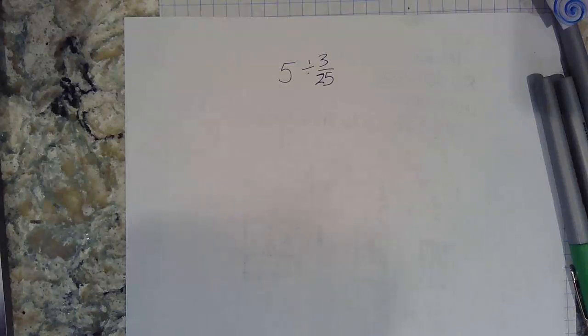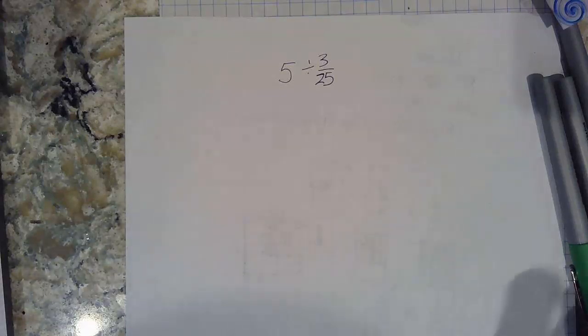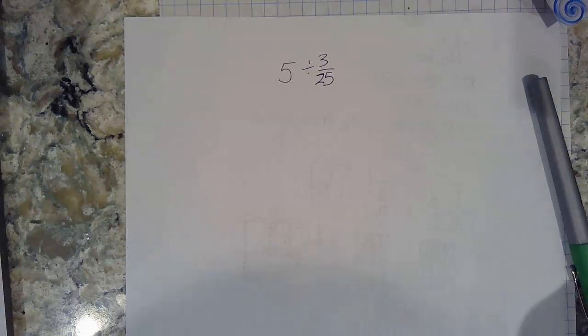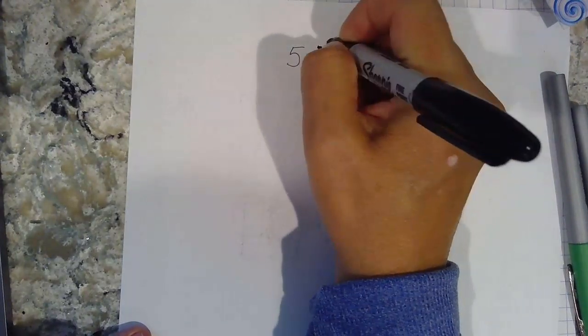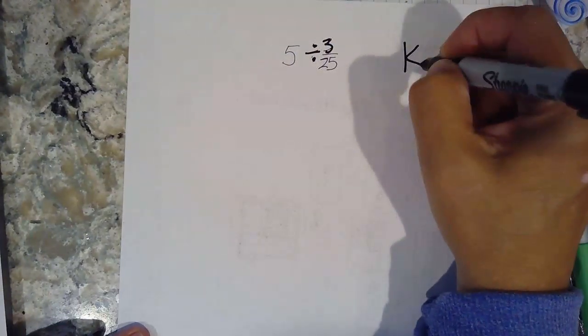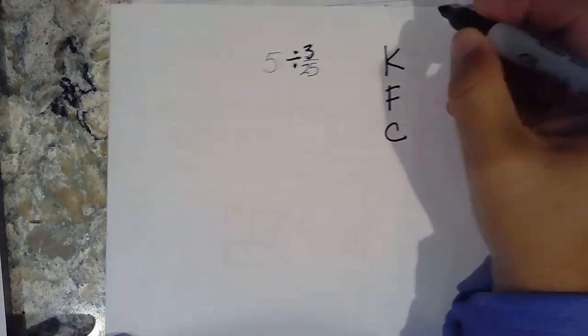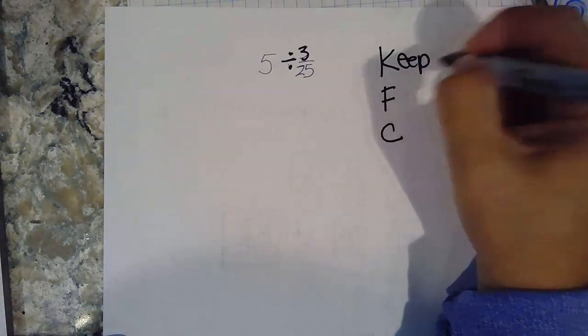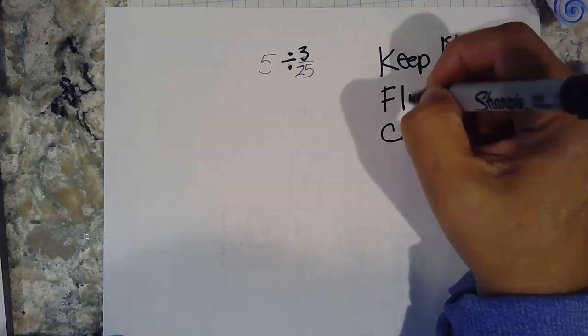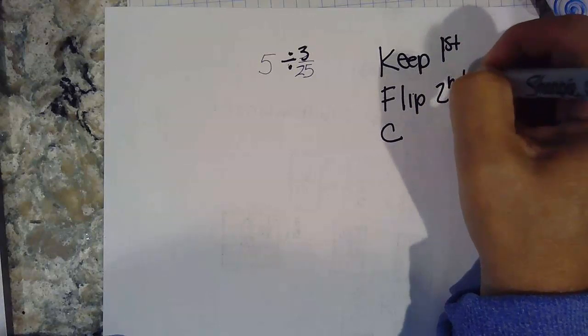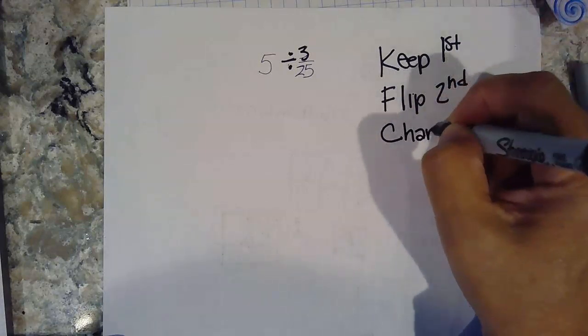Okay, I wanted to give you an example of the keep, flip, change method so you could see how it's actually worked out. So this was the example in the slideshow, 5 divided by 3/25. And keep, flip, change. Remember, we keep the first fraction. We flip the second fraction, and we change the sign.